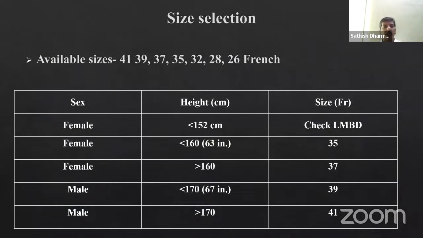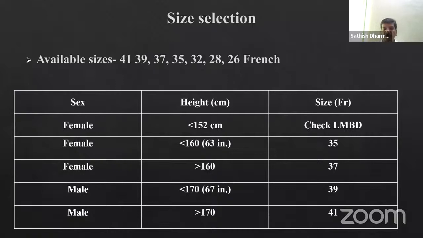Yes, you selected the DLT, but now you need to select the size. As a standard, we all know for a female patient less than 160 centimeter, 35 French, more than 160 is 37. For male, less than 170, 39, and more than 170, 41. But most of our Indian patients are short, less than 150 centimeters. So what size, whether you go for 35, 32, or something else.